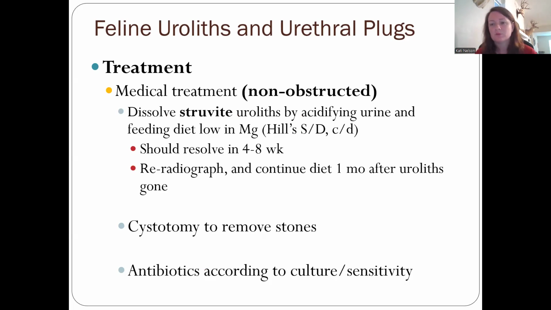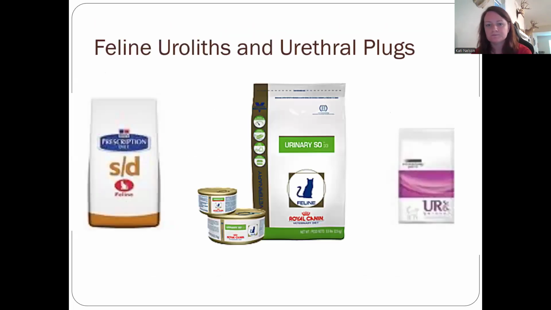You could do a cystotomy to remove stones. So going in, cutting into the bladder and removing them. And then antibiotics would be used according to culture sensitivity. So feline uroliths, urethral plugs, this is going to be some of the foods that we could give. There's lots of options depending what the doctor decides.